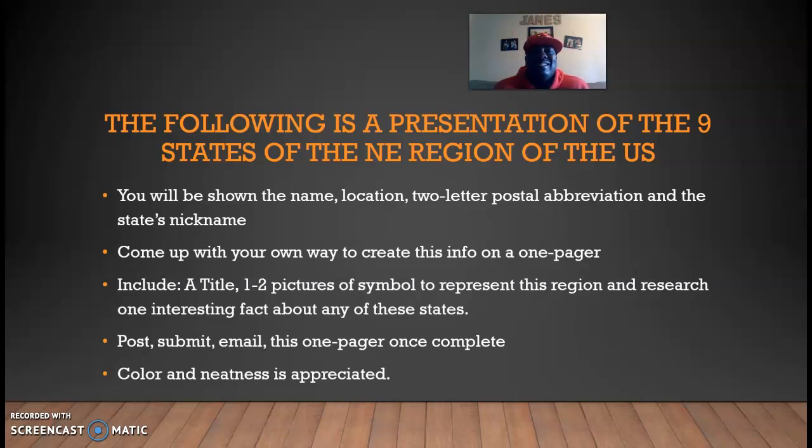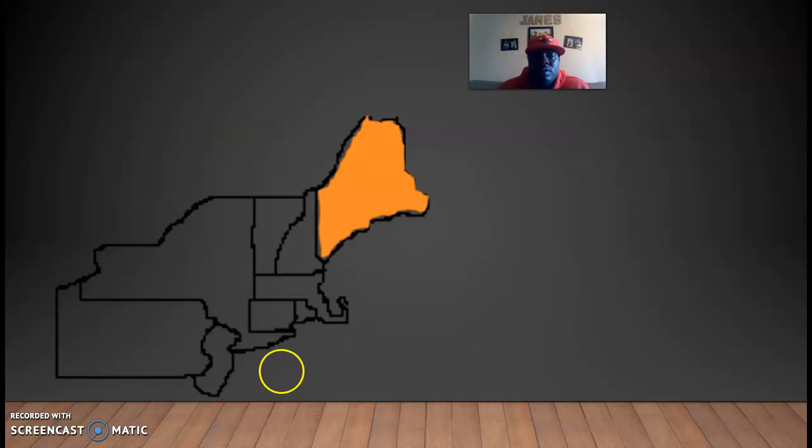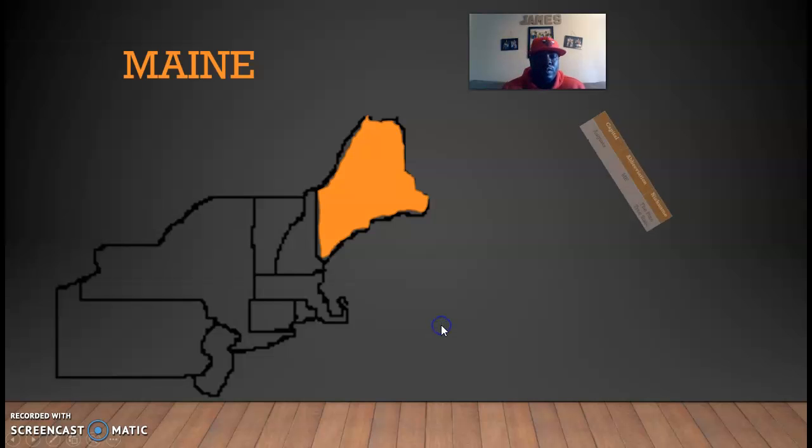On the next slide, something I want to show you here: if you look at this region of 9 states on the east side by the Atlantic Ocean, you notice that we can go down this way. That's how we're going to learn the states in this area. We're going to start right here in Maine, and we're going to swoop on down, and we'll end right here with New Jersey. You'll see as the presentation goes along. So let's start with Maine.